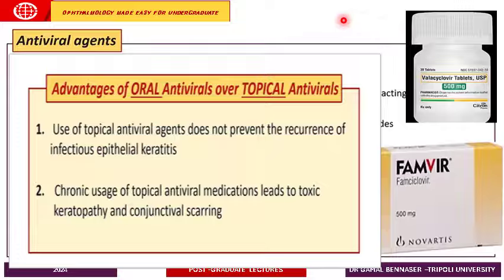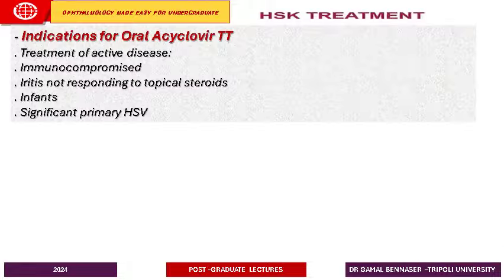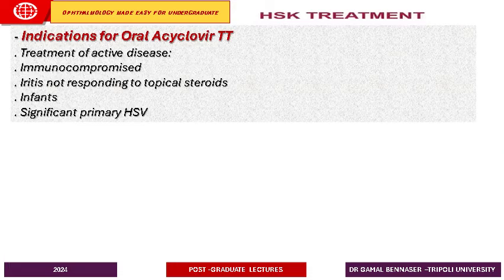So this is some information about the oral available antiviral drugs. Now, I will discuss here the indications for the use of oral acyclovir as a treatment or as prophylaxis, and this recommendation is based on the Herpetic Eye Disease Study that I will discuss just now. Now, the first indication for oral acyclovir is the presence of active disease. Active disease means active replication of the virus, that's in dendritic ulcer or in necrotizing stromal keratitis.